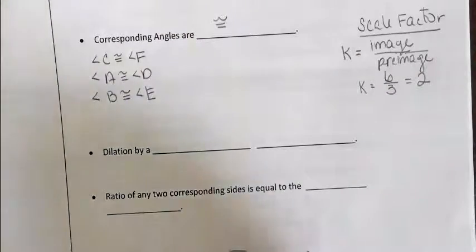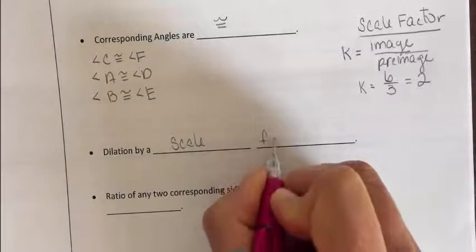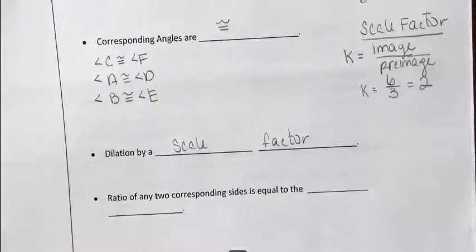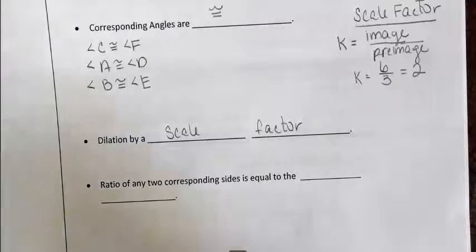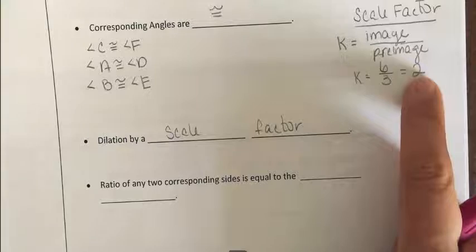There is a dilation by a scale factor. If it gets bigger, that scale factor is greater than 1. If it gets smaller, that scale factor is going to be somewhere between 0 and 1. So if we take the ratio of any two corresponding sides, like we did here, it's going to equal the scale factor.